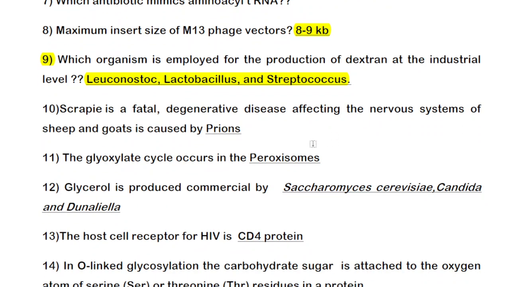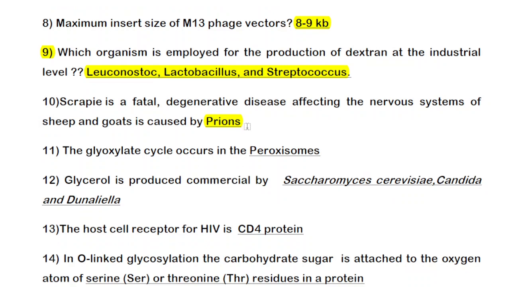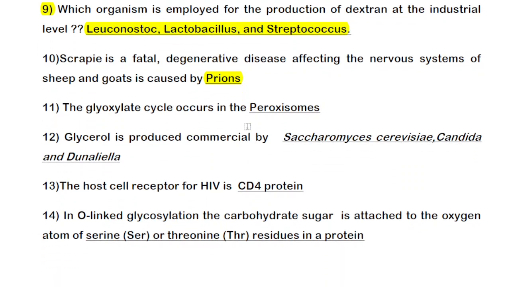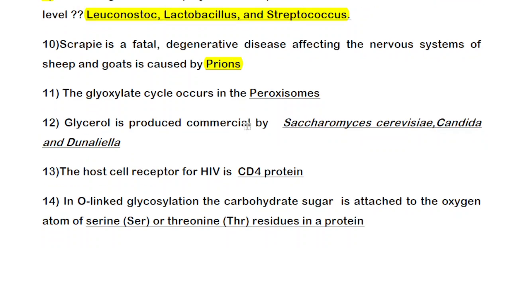10th question. Scrapie is a fatal neurodegenerative disease affecting the nervous system of sheep and goat, and it is caused by prion. Just try to know about other prion diseases infecting human and animal, and just tell me whether there is any genetic material present in these prions, or what does this prion mean. Okay, so definitely from this prion one question will be asked.